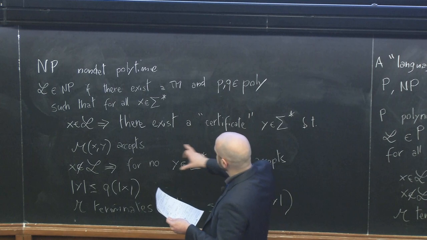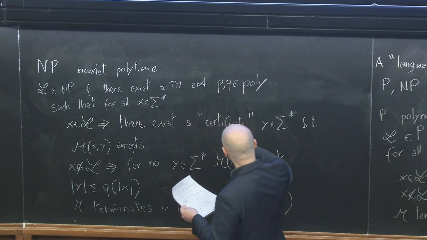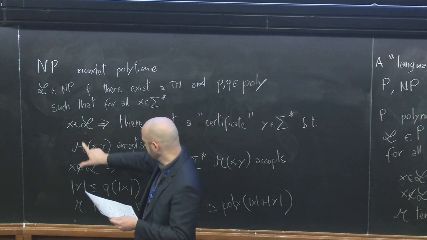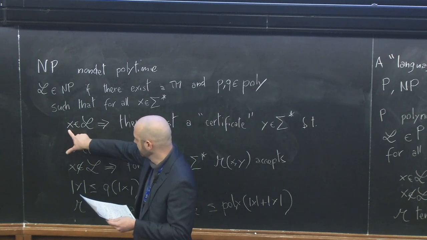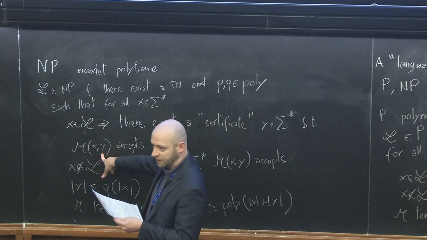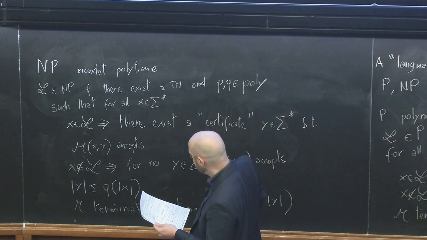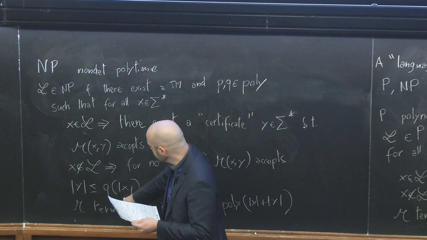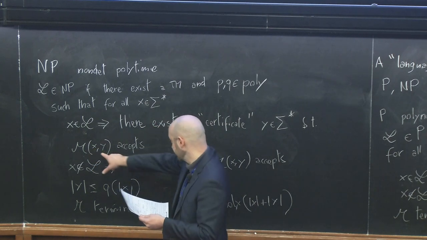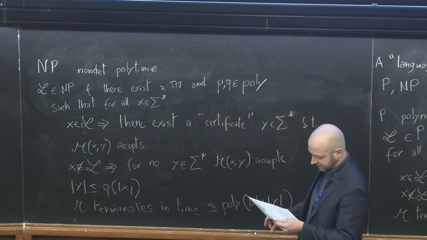So the idea is that if the instance belongs to the language, then there exists a certificate that certifies the fact that it belongs, so that the machine run on the instance itself and the certificate can figure out that this is a correct certificate, so this actually belongs to the language. If it doesn't, then no certificate works. And the certificate needs to be polynomially large in the size of the input instance, and also M has to terminate in time polynomial in the size of both of these things.